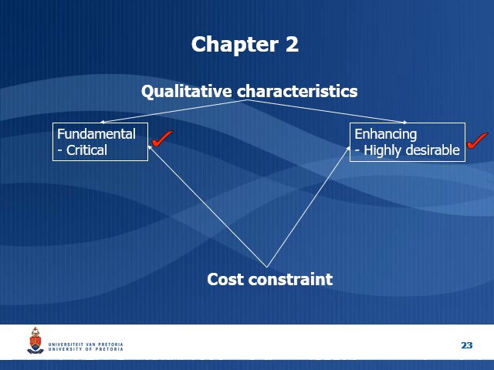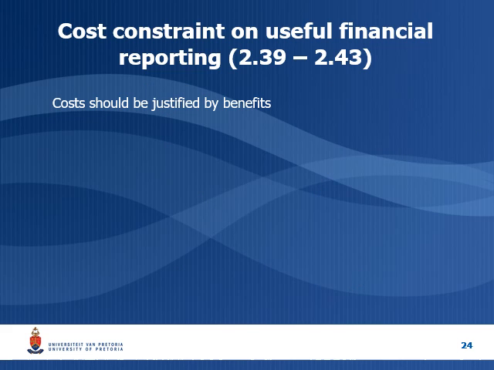The last issue that we need to consider is the cost constraint on useful financial reporting. The cost of reporting financial information should be justified by the benefits of reporting that information. Okay, so you need to weigh the costs against the benefits.